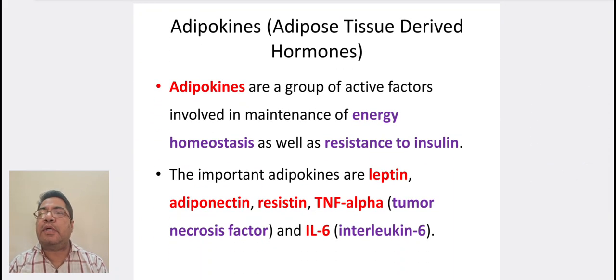Coming to adipokines, that is, adipose tissue derived hormones. Adipokines are a group of active factors involved in maintenance of energy homeostasis as well as resistance to insulin. The important adipokines are leptin, adiponectin, resistin, tumor necrosis factor alpha, and interleukin 6.